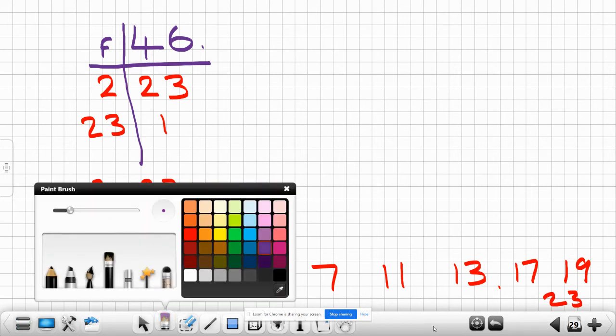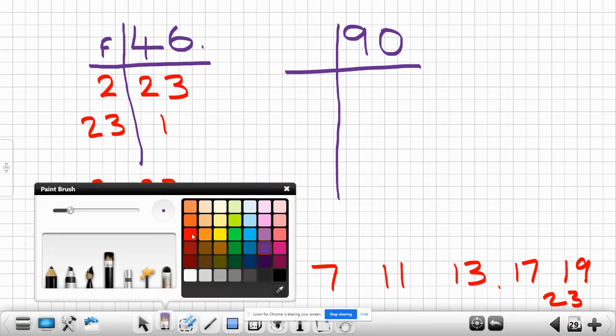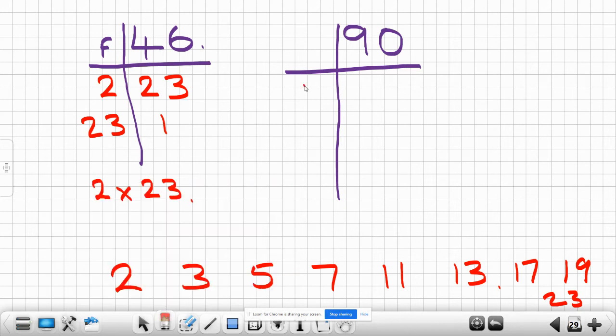Okay, let's pick another number. Let's go for 90 and see what happens with that. I can take out a prime factor of 2, as 90 is even, and that's going to leave me with 45. Now, I could see if 3 is a factor of 45, and if the digits add up to a multiple of 3, then it is.